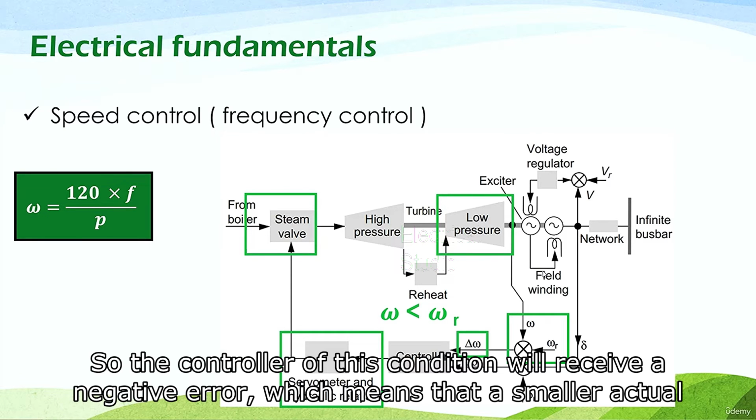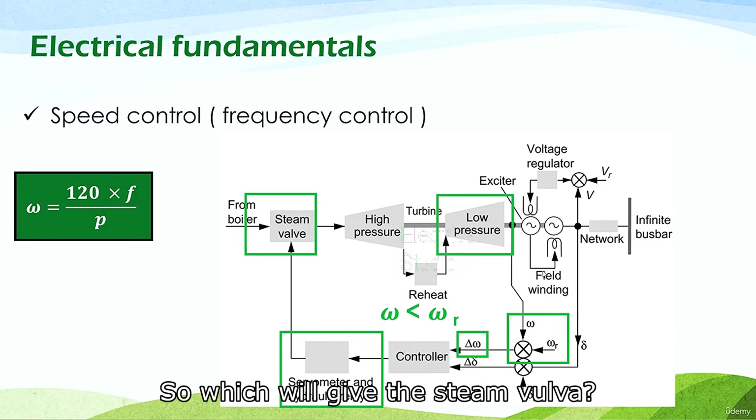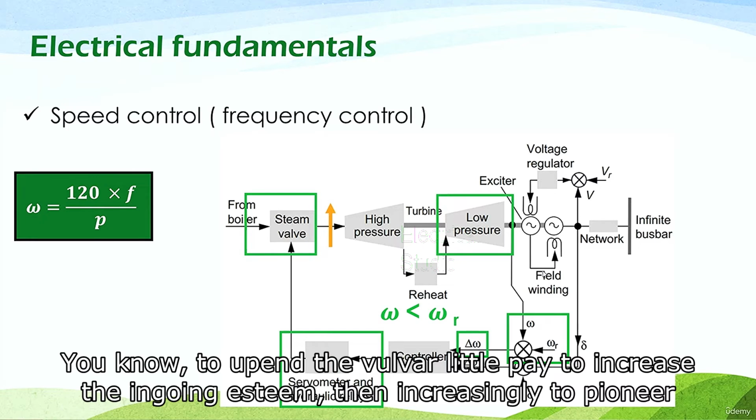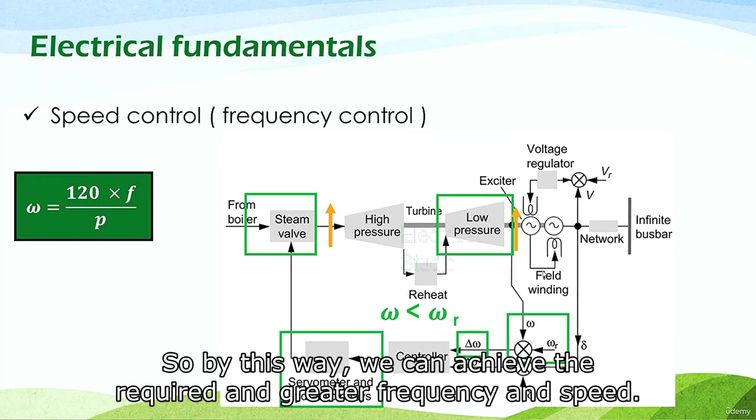So the controller in this condition will receive a negative error, which means a smaller actual speed than the required. So it will give the steam valve a signal to open a little bit to increase the ingoing steam, then increasing the turbine speed, which will increase the generator shaft speed until the generator reaches the required speed. So by this way we can achieve the required generator frequency and speed.